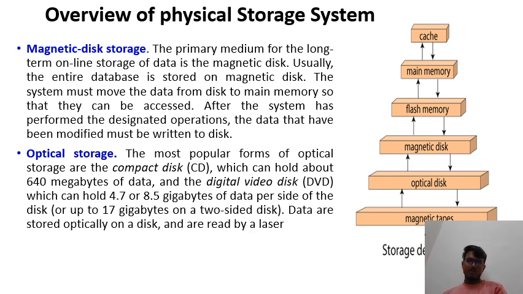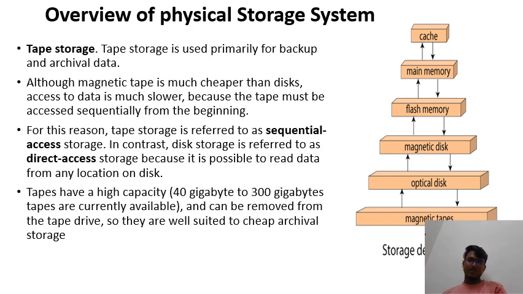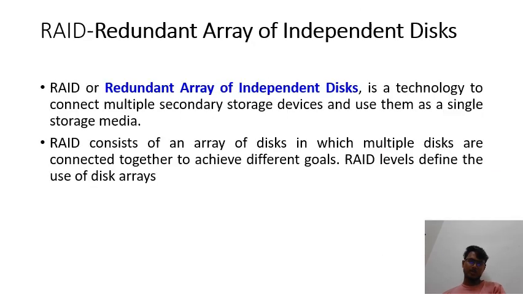Optical storage. The most popular form of optical storage is the compact disk, CD, which can hold about 640 megabytes of data. Digital video disc, which can hold 4.5 or 8.5 gigabytes of data per side of the disk. The next is tape storage. Tape storage is used primarily for backup and archival data. Although magnetic tape is much cheaper than disk, it is a sequential access storage.